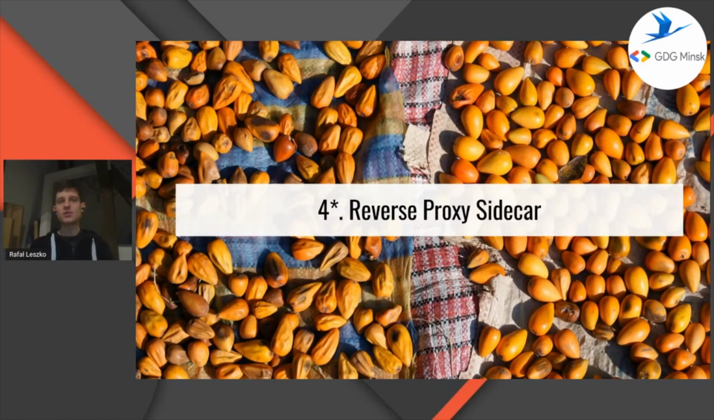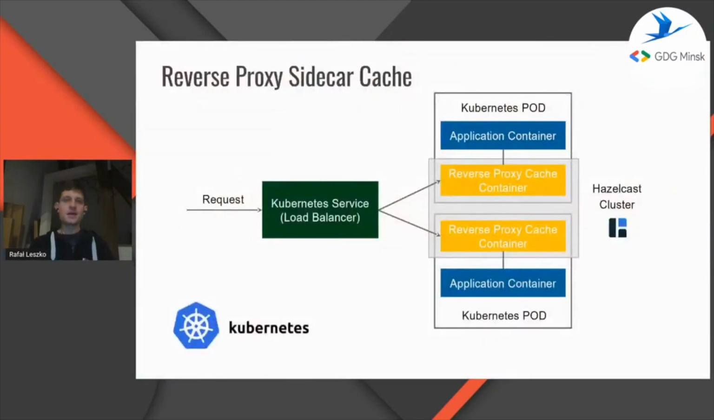Again, with the sidecar, we will limit ourselves to Kubernetes. So the flow now is as follows. A request goes to the Kubernetes service, which load balances the traffic to one of the Kubernetes pods. But now inside the pod, it's not the application that receives the request, but the reverse proxy cache container. And only if the value is not found in the reverse proxy cache container, the request is forwarded to the application container.